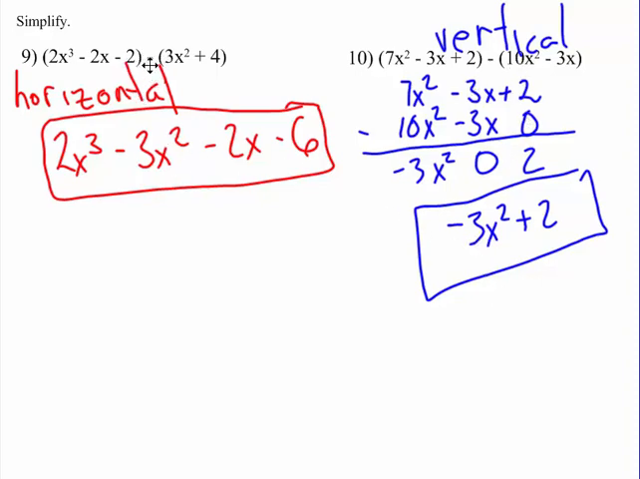Be careful with this subtraction. The subtraction is always going to mess you up a little bit. So go through, you can see what I did. This one, 3x minus a negative 3x is really 3x plus 3x, which is 0.